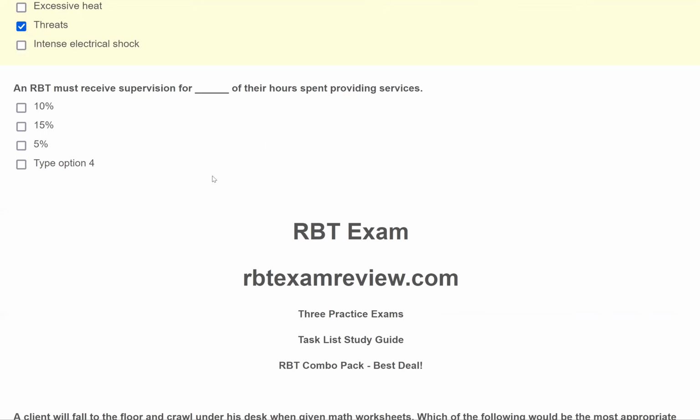Sometimes we put these in here just so we know and we're familiar with it. Familiarity sometimes is everything, right? You might not have even known this. Hopefully you did, but you might not have. An RBT must receive supervision for 5% of their hours spent providing services. Meaning, if you provide 100 hours in a month, you need 5% of those. If you provide 200 hours, 5%, okay? 5% is a flat, unchanging number for how much supervision you need each month.